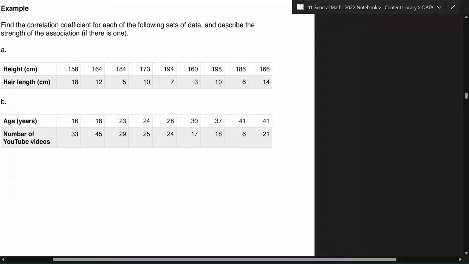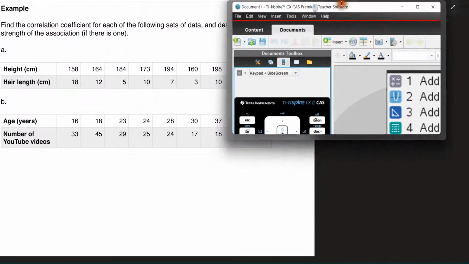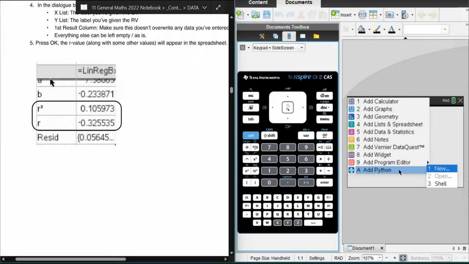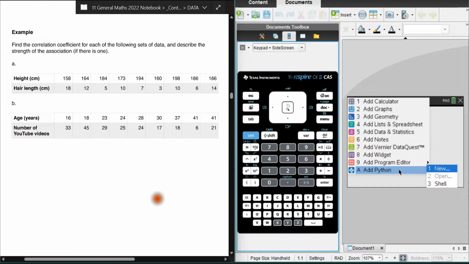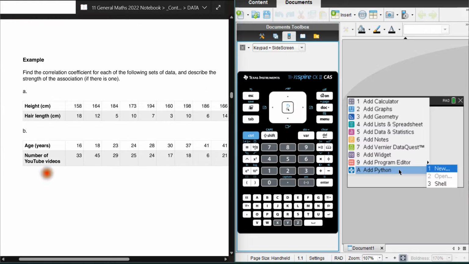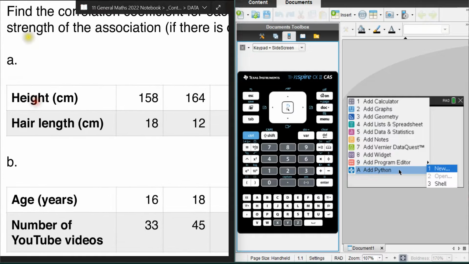Okay, so put those numbers in your calculator and we'll get to finding the R value. The question is saying, find the correlation coefficient and describe the strength of the association. It only says strength, but let's include the form and the direction as well. So let's talk about all three.